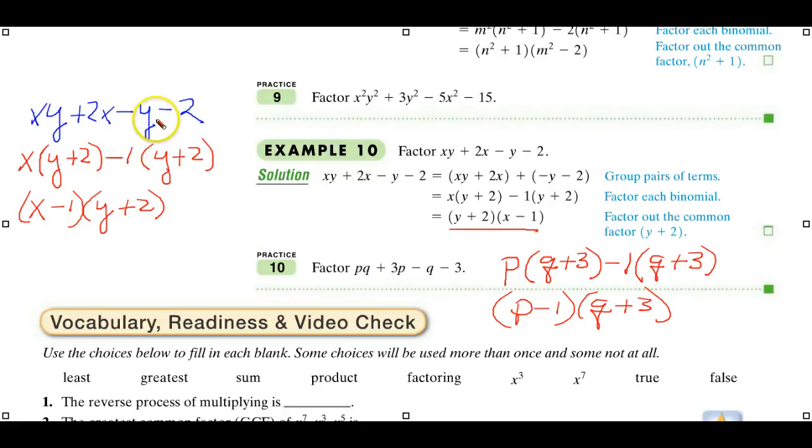Now, every once in a while, you might have to switch these around. They may not be originally in the order that you want to do this, and that's okay. You can switch these terms around. That's the commutative property that we spoke of in Chapter 1.